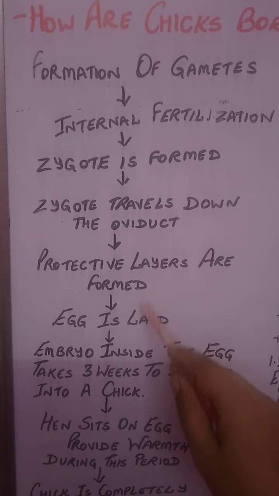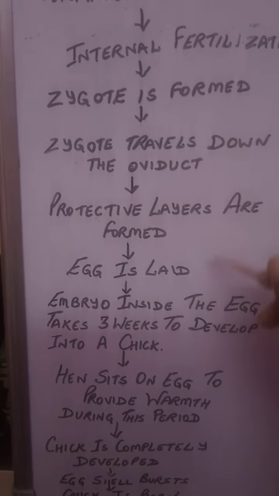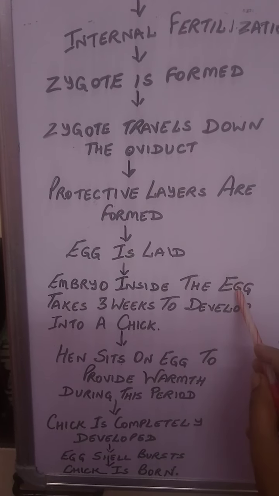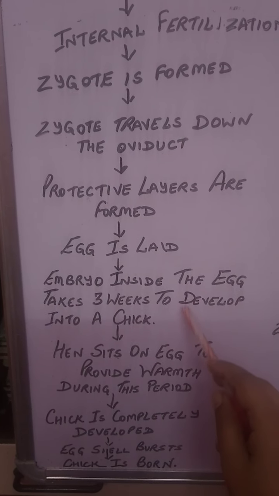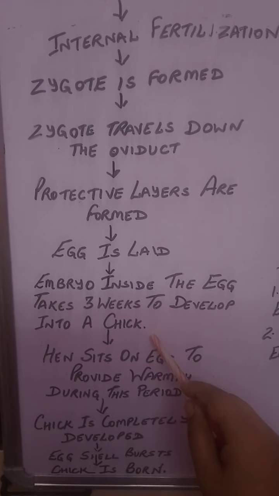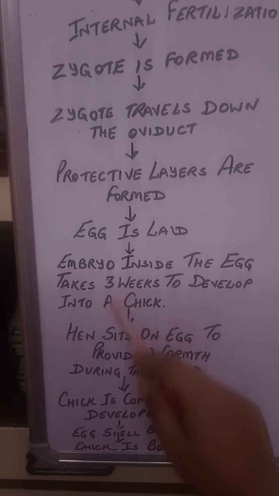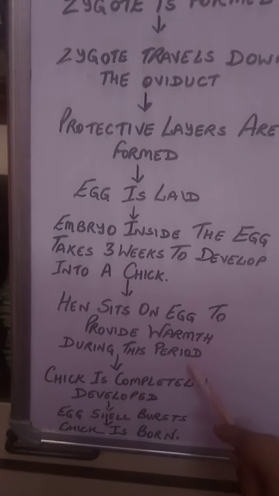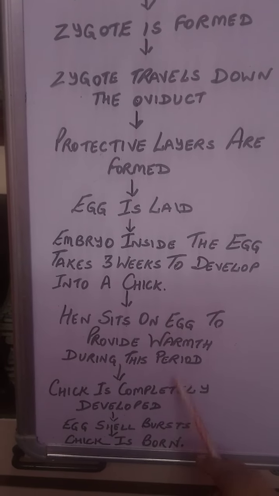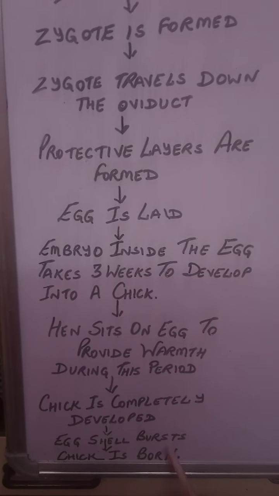Soon after this process, the egg is laid. So what is inside the egg? The zygote has been transformed into an embryo. Now the embryo, which is present inside the egg, undergoes 3 weeks of development process. During these 3 weeks, the hen sits on the egg to provide warmth to the embryo. Slowly, within the period of 3 weeks, the chick is completely developed. Soon after that, the eggshell bursts and the chick is born.